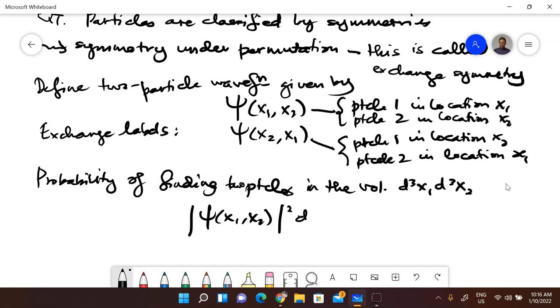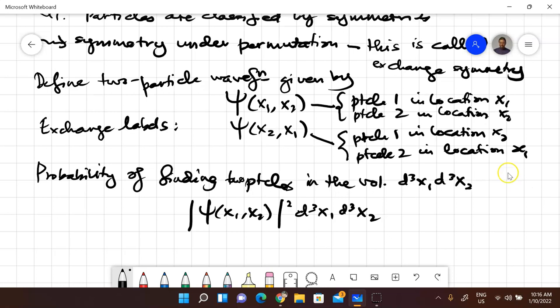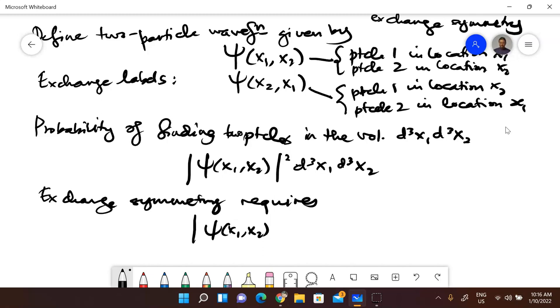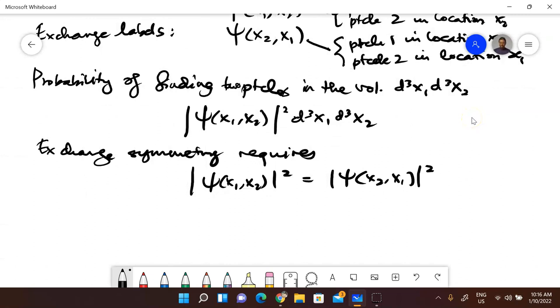So this is squared. Okay. So the exchange symmetry requires that the probability is the same even if you exchange the locations. So in other words, exchange symmetry requires this probability must be equal to this; if you exchange the location, it must be the same. So remember that your psi is essentially a complex valued quantity. It's a complex function.